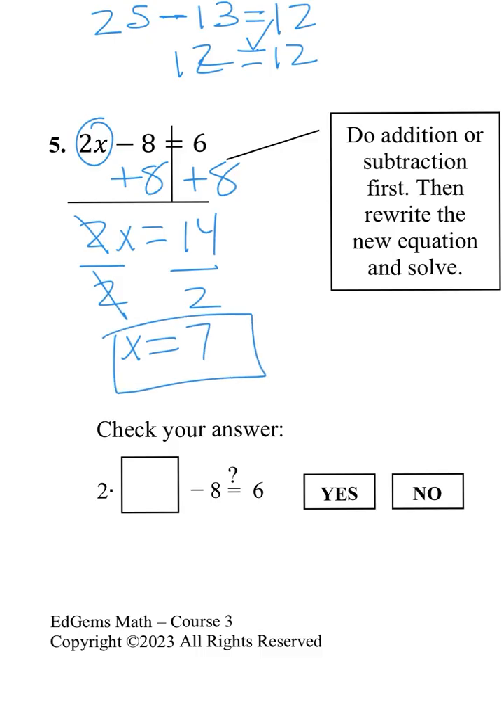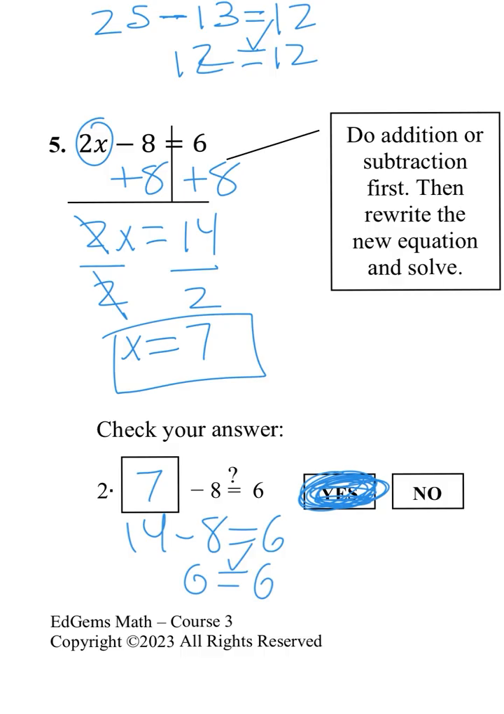And then on the bottom it says check your answer. So let's go ahead and do that. Plug 7 back into the original equation. Going from left to right, we're going to follow our order of operations. So 2 times 7 is 14, minus 8 equals 6. I have 14 apples, I give 8 apples to my brother, and I'm left with 6 apples. So 6 equals 6. Yes, that is true. So yes, 7 is the solution to this equation.